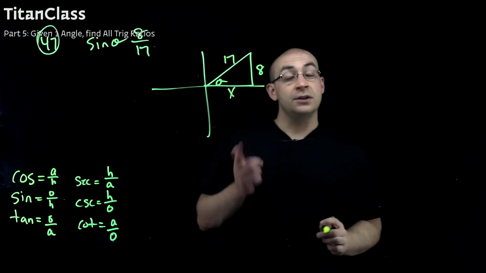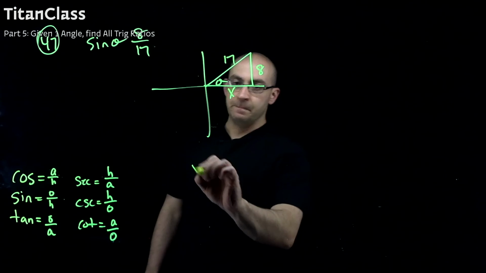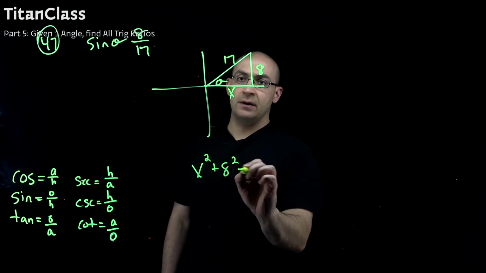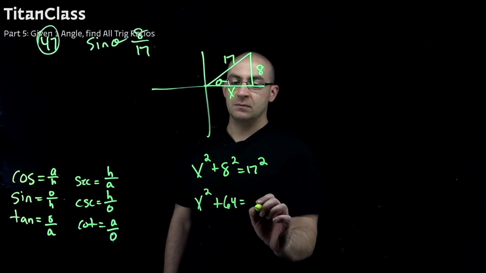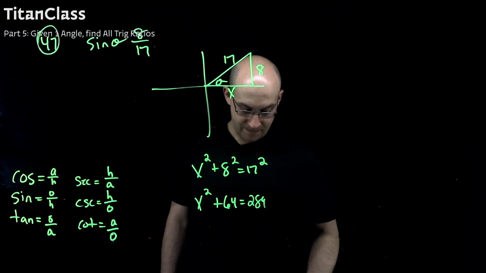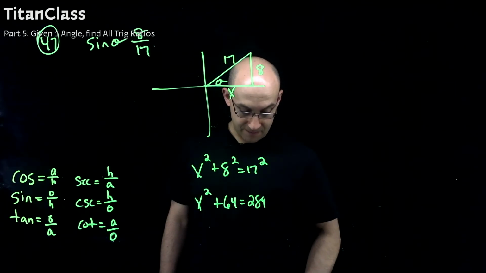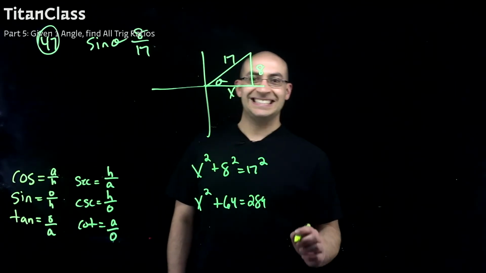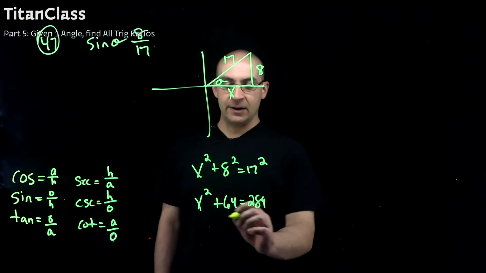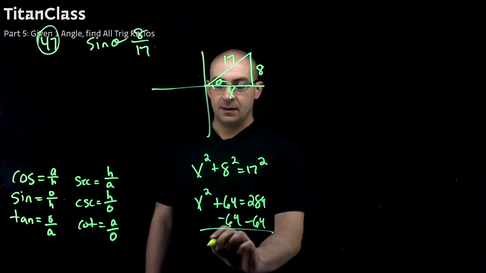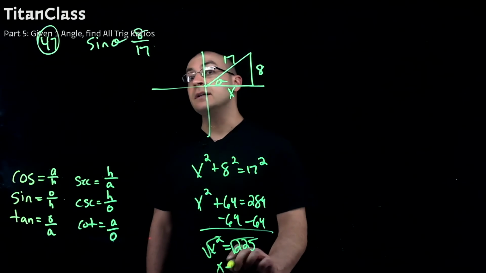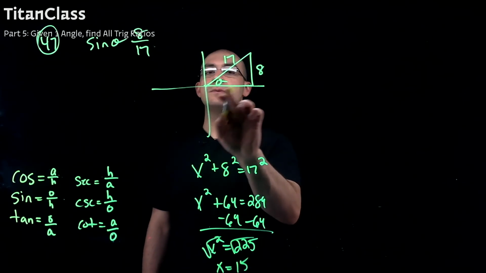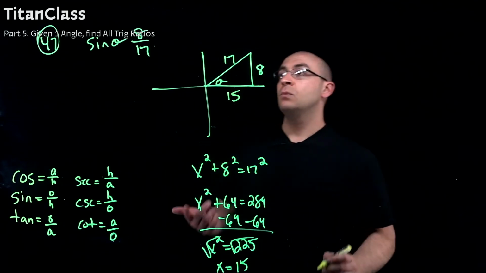We want to find x. So let's do that by using the Pythagorean theorem. X squared plus 8 squared equals 17 squared. X squared plus 64 equals, I want to say it's 289. Please tell me I'm right. Thank you. Okay, minus 64 on both sides. And I'm going to get x squared equals 225. Square rooting gives me x equals 15. So this is actually a Pythagorean triple as well. I did not know that. Okay, well, now we know all our values.